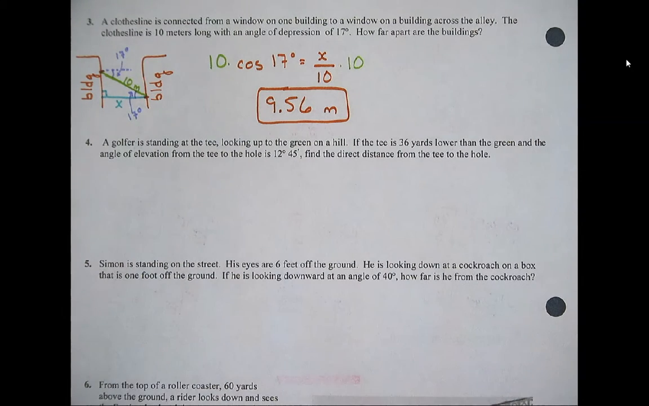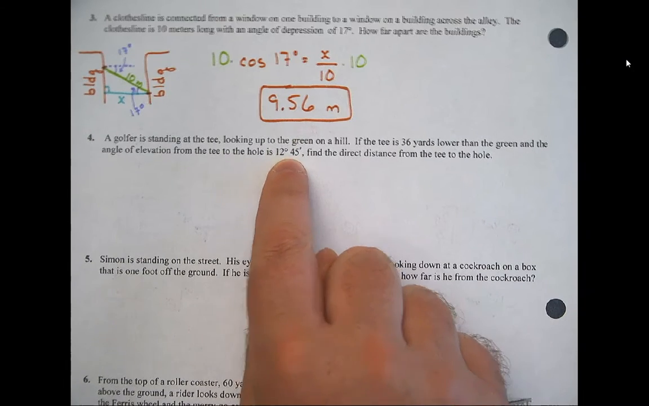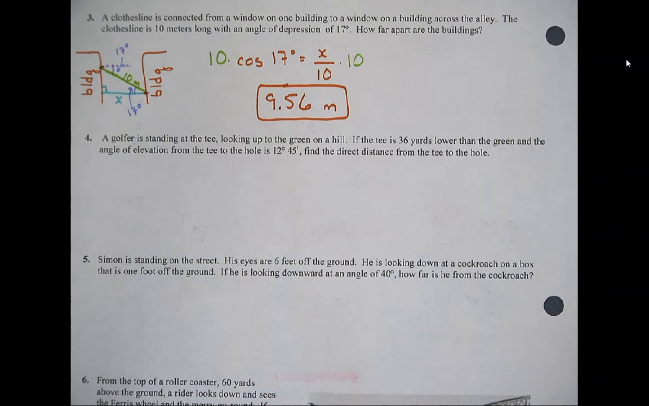Now, when I draw one of these pictures, I don't draw anything until I read the story and think about the permanent objects. The golfer is standing at the tee looking up to the green on a hill. If the tee is 36 yards lower than the green and the angle of elevation from tee to hole is 12 degrees, 45 minutes, I'll explain that in a minute, but I don't want to get caught up on some numbers when I'm trying to draw the picture. Find the direct distance from tee to the hole.